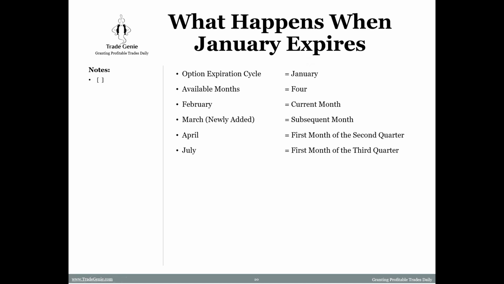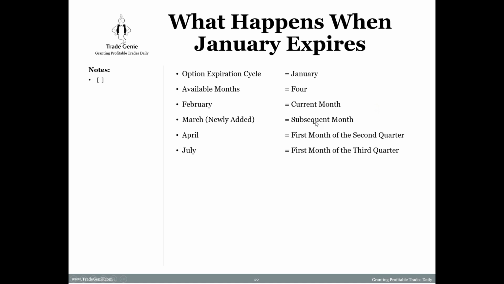Another example: what happens when January expires? The third Friday of January comes and goes, so now we don't see January. We will see February as the current month. Based on the formula, the current month plus the subsequent month plus 2 extra months. So the current month is February, and for the subsequent month, we will see March added.